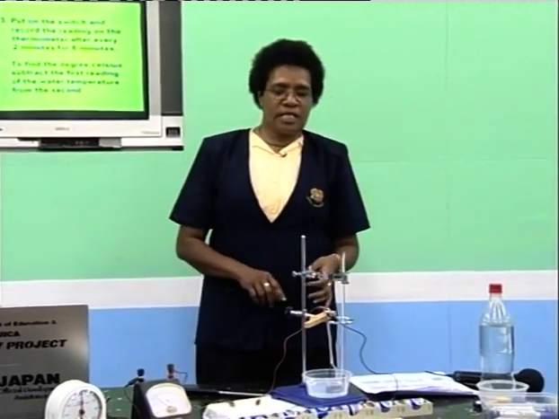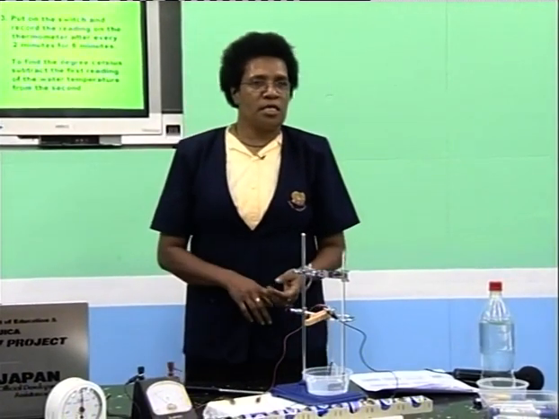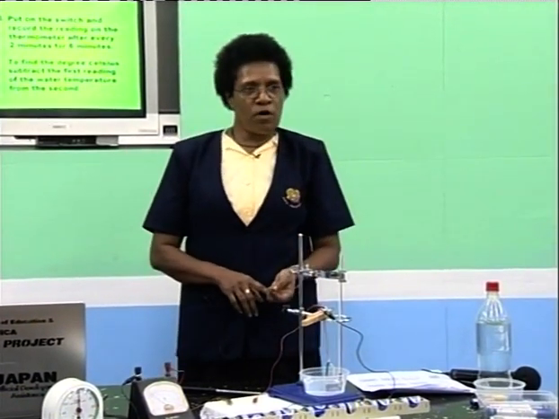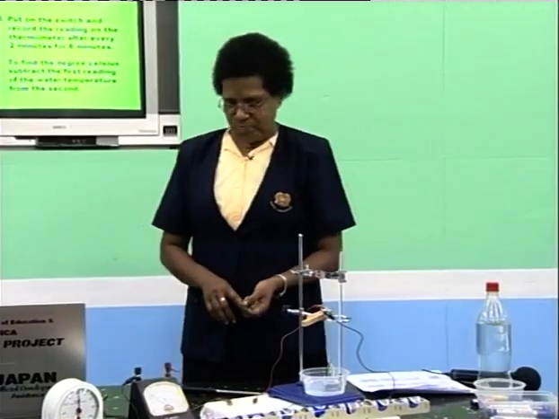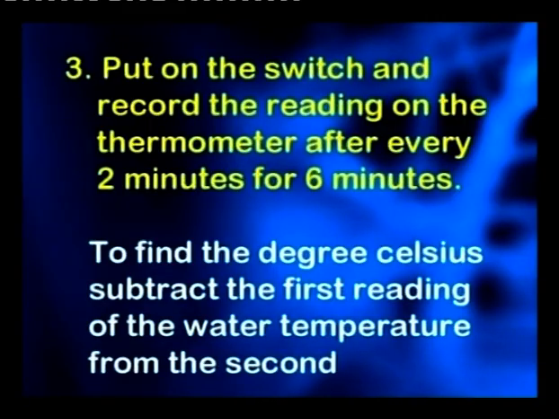Now, please, teachers, take note and help your students in how to find the degrees Celsius for each of the readings. To find that, you are to subtract the first reading of the water temperature from the second reading.